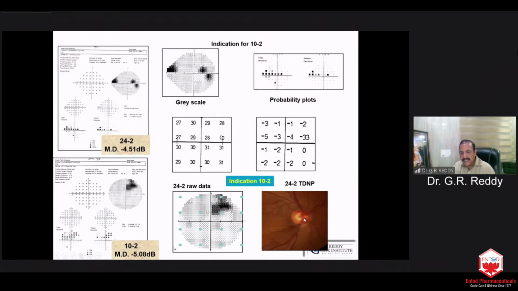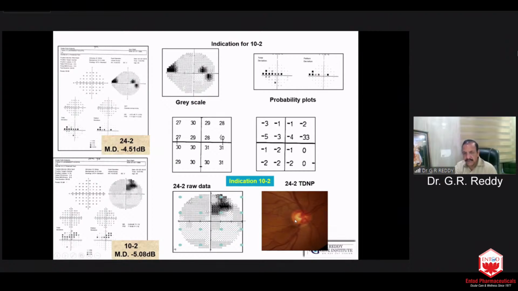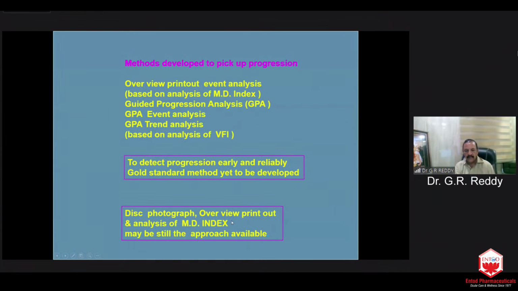And you see the disc is small, but there is no rim loss, and the color of the disc is also very good. So they are not proportionate to the field. So with this background, now we analyze the field, the single field analysis printout.